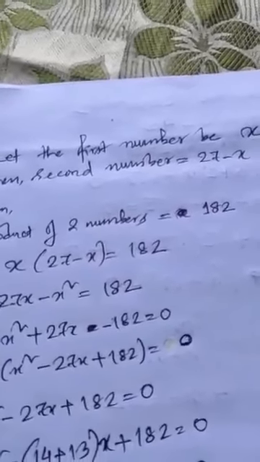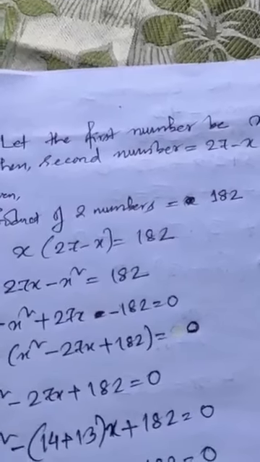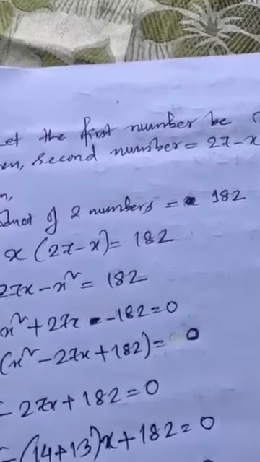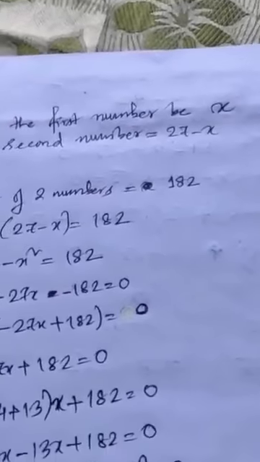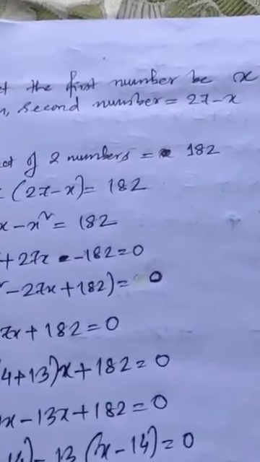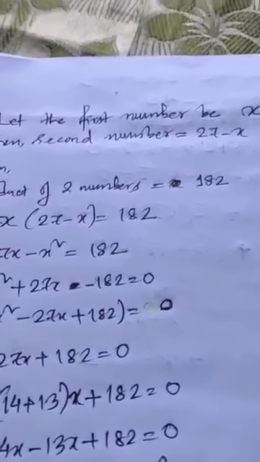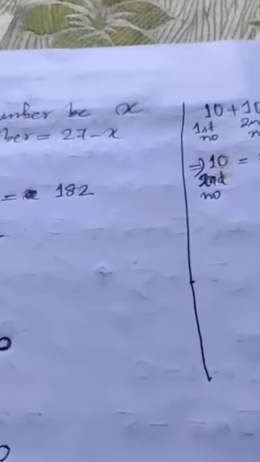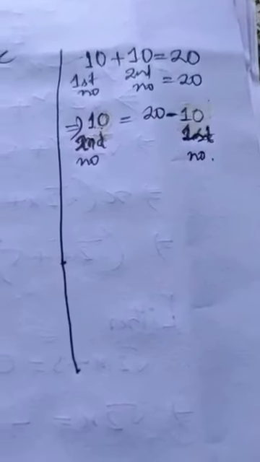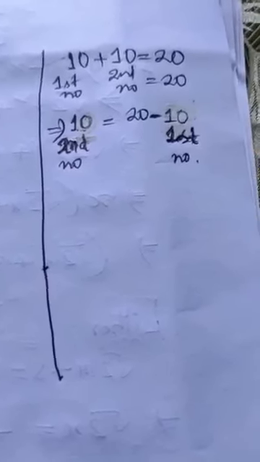You must be thinking, why am I writing 27 minus x? They had given that the sum of two numbers is 27. So why am I putting minus here? That must be in your mind. And for that you have to have some common sense. See here on the right, we know that 10 plus 10 is 20. And here for the first 10 I have written the first number, for the second 10 I have written the second number, equal to 20.